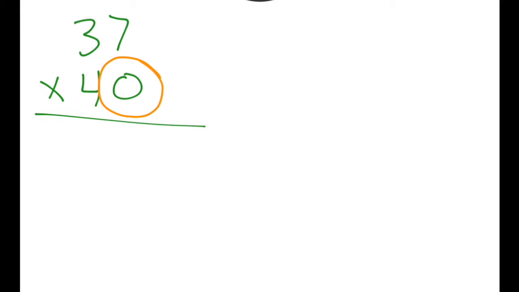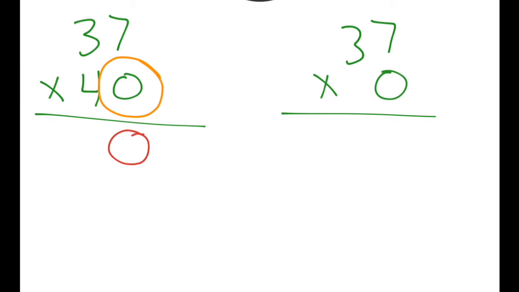So our problem is going to look like this. 37 times 40. When we do that, the very first thing we're going to look at is multiplying by this ones digit here. Well, in this case, you're just really thinking of multiplying 37 times 0, which is pretty easy because anything times 0 is obviously going to give us 0. So the first part there is pretty easy.